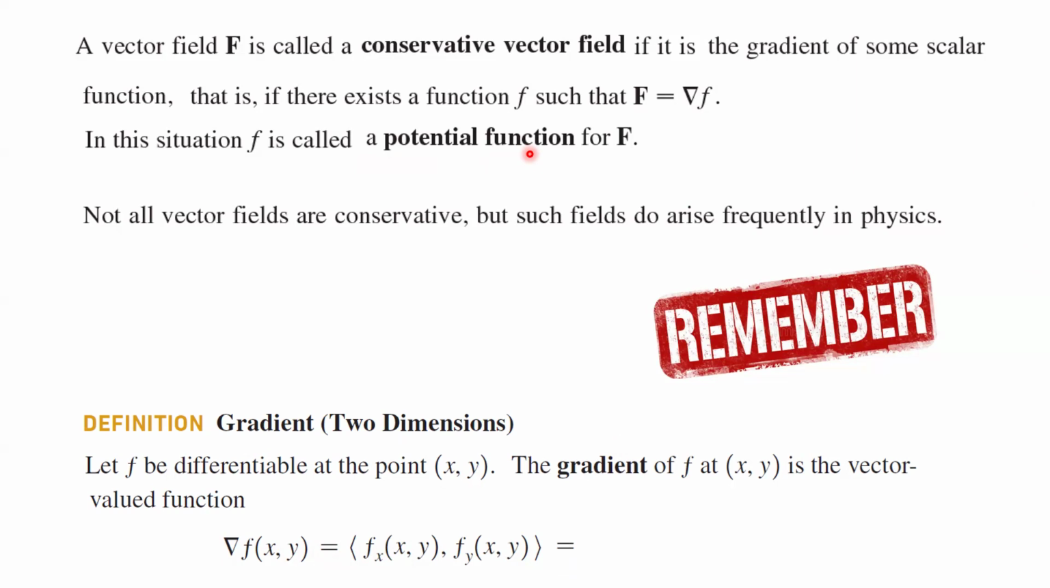It also can be written as partial derivative of f with respect to x, i, in the direction of the x-axis, plus partial derivative of f with respect to y, j, in the direction of the y-axis. And remember that if you have 3 dimensions, then you're going to add the third component, partial derivative with respect to z, plus f sub z, k.